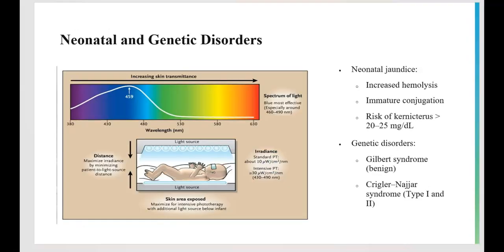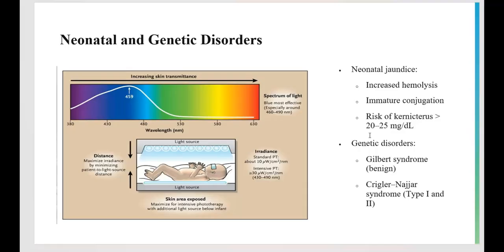Neonatal jaundice is caused by increased hemolysis and an immature hepatic system to manage the bilirubin uptake, conjugation, and excretion. Crigler-Najjar syndrome is a genetic disorder, which can be a very severe congenital jaundice, where the serum bilirubin level exceeds 20 to 25 milligrams per deciliter, which is very dangerous for the baby.